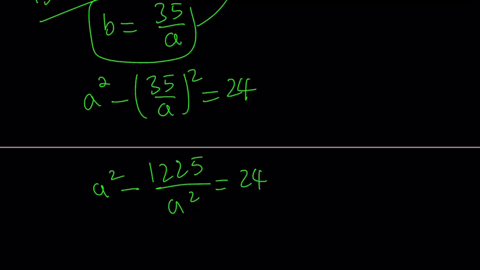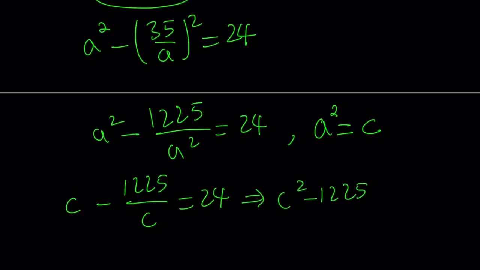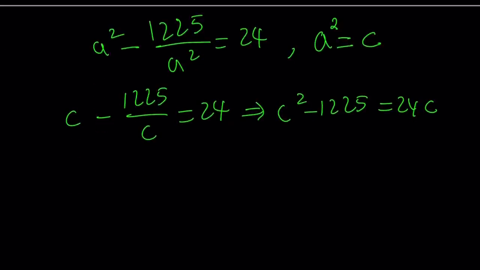Now at this point I'm going to use substitution one more time because this is going to turn into a biquadratic or a quartic equation with no a cubed in it. So we can set a squared equal to c, and then that gives us c minus 1225 divided by c equals 24. Multiplication by c gives us c squared minus 1225 equals 24c.